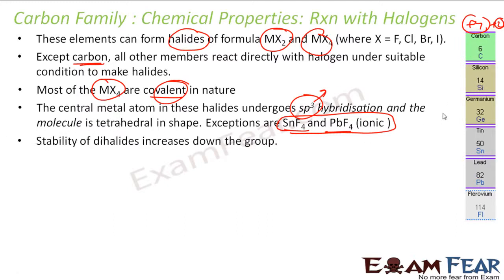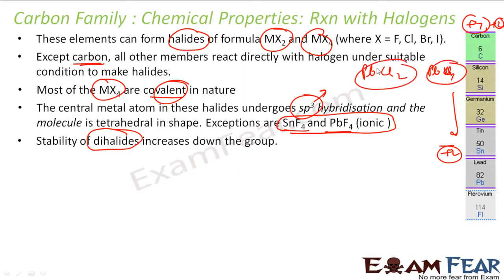The stability of these halides increases as we go down the group. I am talking about the stability of dihalides. Why? Because as we go down, the +2 oxidation state is more prominent, right? So the stability of dihalides increases. For example, lead dichloride is more stable than PbCl4, because the +2 oxidation state is more stable as we go down the group, because of the inert pair effect.